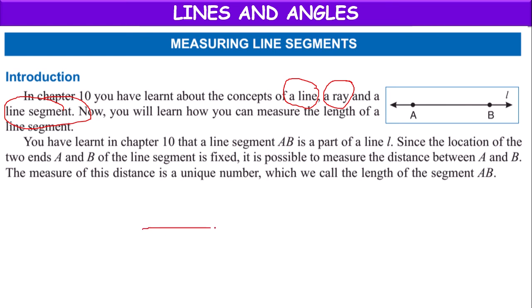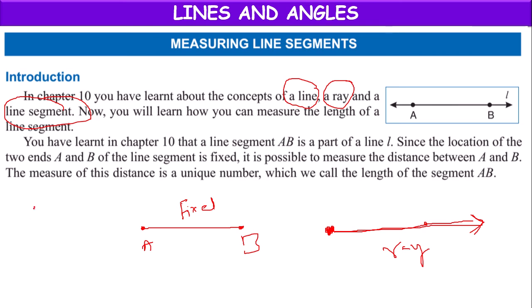A line segment is one which has two endpoints and a fixed measurement. Suppose the same line segment has only one fixed point, and on the other side we are able to extend it in one direction, then its length will not be fixed. Then it is called a ray. One end is fixed, and in the other direction we can extend it.